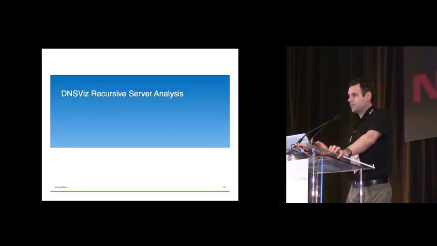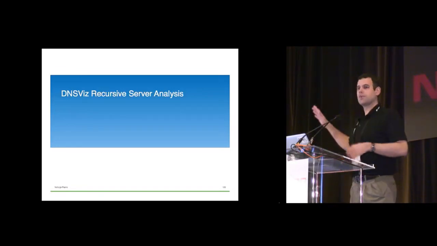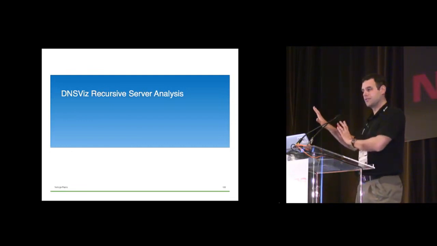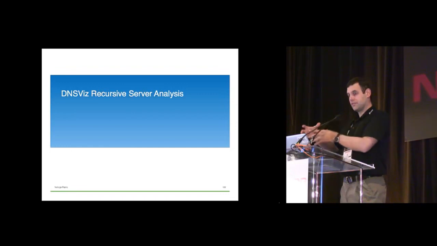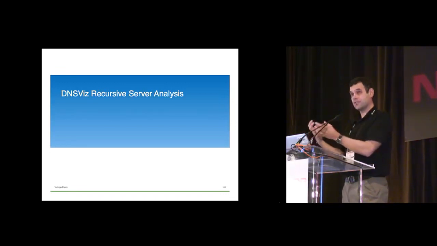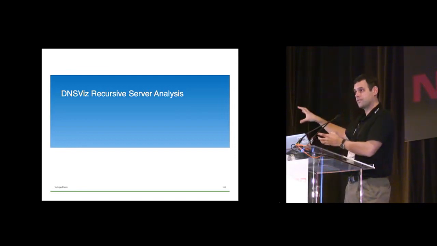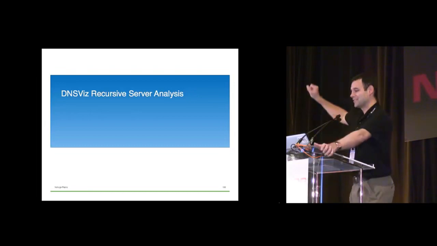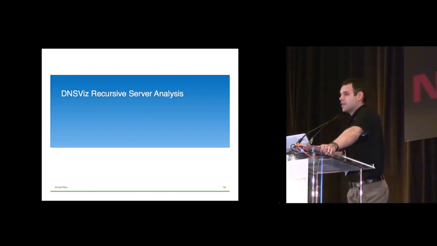Okay, recursive server analysis. Now, up to this point, everyone here with me? Up to this point, we've been looking at the authoritative servers. In this virtual environment, remember we have the client, which is the guest there. We have a recursive server running on it, and then we have these three virtual authoritative servers. And you're doing the queries to those authoritative servers. But we can also query a recursive server.